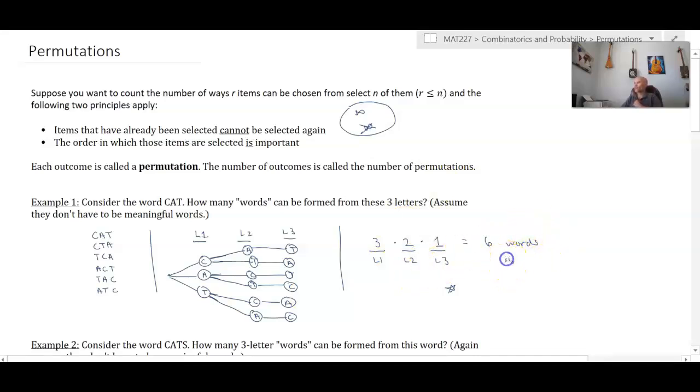We call these 6 permutations because, once again, we had n items. So we have n equals 3 items, and we're selecting r equals 3 of them. Notice that we're choosing all 3 of those letters. And again, that stipulation of r is less than or equal to n applies here because we can select at most as many as we have.